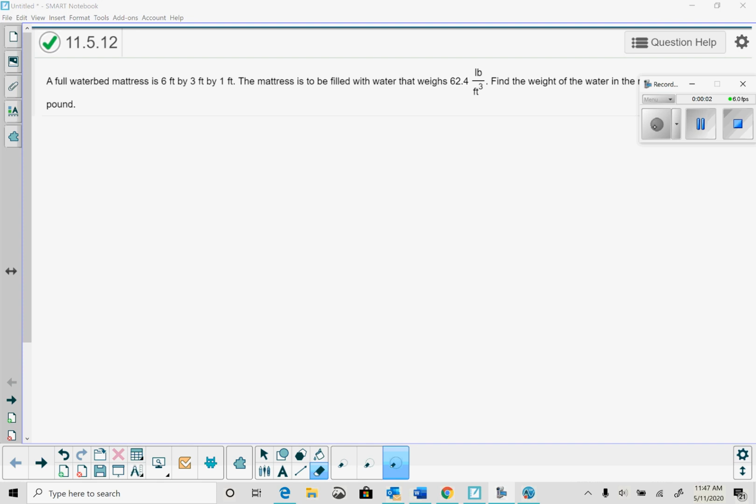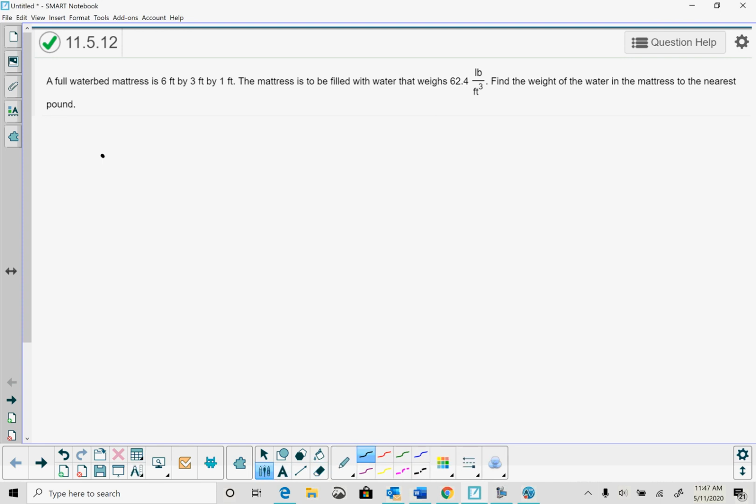Hello, honors geometry students. Let's take a look at some of the problems from the topic 11 review, starting with problem number 12. A full waterbed mattress is 6 feet by 3 feet by 1 foot. The mattress is to be filled with water, and by the way, water weighs about 62.4 pounds per cubic foot. How much does the bed weigh, or the mattress?